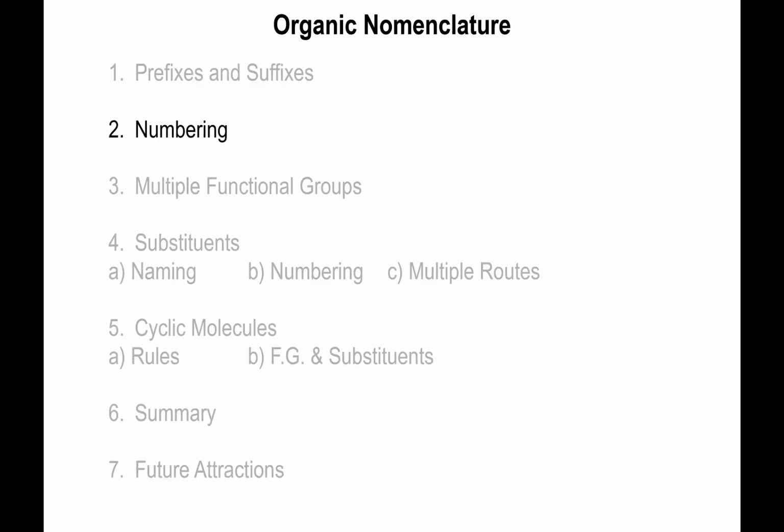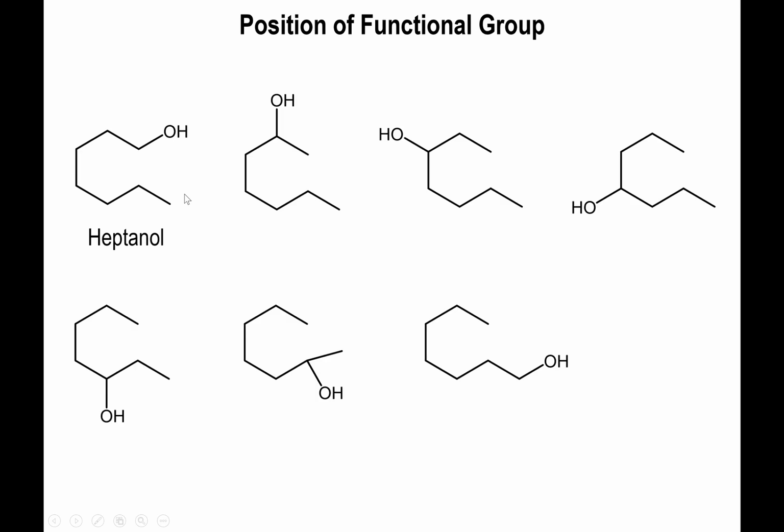Okay, now let's talk about numbering as well. So we have the prefixes and suffixes. We could also include numbering in this discussion. So the deal is this. For heptanol, where you have 7 carbons, and this happens to be an alcohol, the hydroxyl group here happens to be at the end, at one of the ends of the organic chain. But that doesn't need to be the case. The hydroxyl group could be 1 carbon over from the end, 2 carbon overs from the end, 3 carbon overs, and so on and so forth.